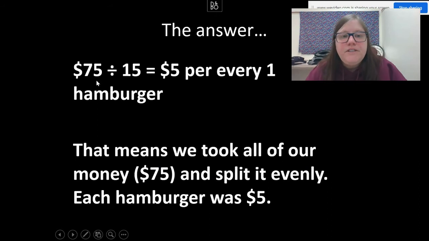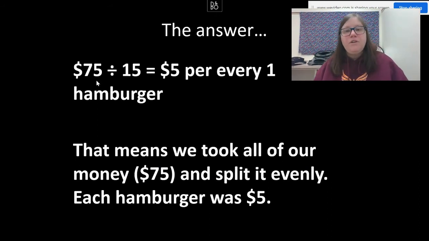What you do is you take 75 divided by 15. You could write it like that, or you could write it in fraction form like we talked about and get that down to 1. So you would divide down to 1, divide 75 by 15, so the top number would get down to 5. So it would be $5 for every one hamburger. That means they took all the money, $75, split it evenly, and each hamburger cost $5. Those must be some good hamburgers.